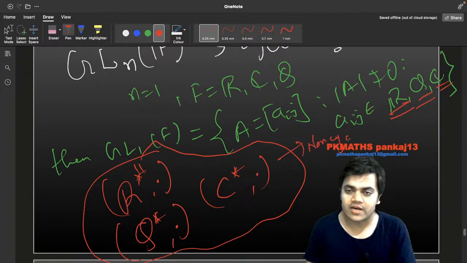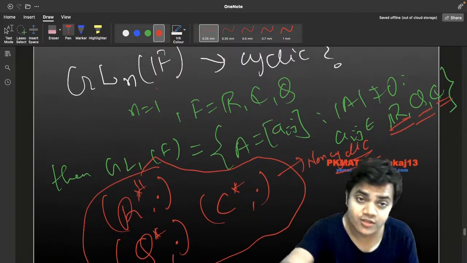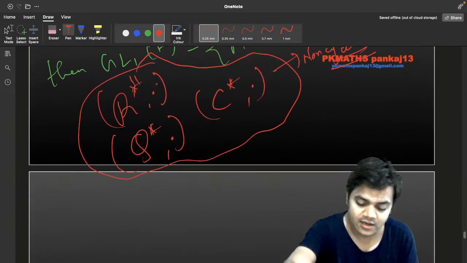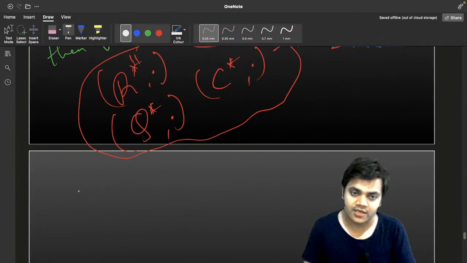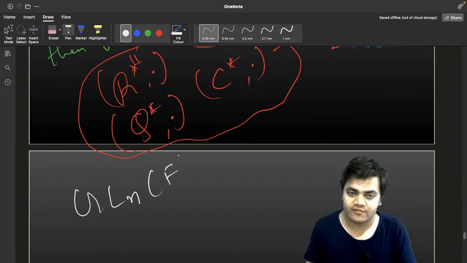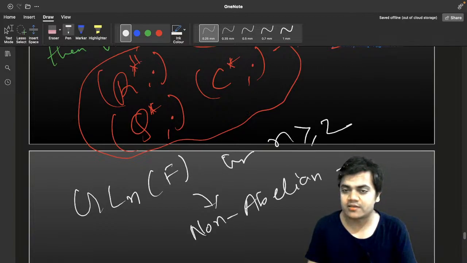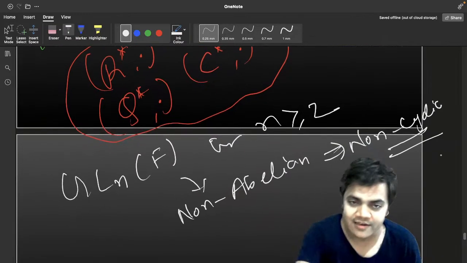So even for n equal to 1, this GL1F is non-cyclic. n बराबर 1 के लिए भी GLNF क्या होगा? Non-cyclic होगा. ठीक है. और n ग्रेटर देन और इक्वल टू 2 के लिए तो GLNF नॉन अबेलियन होता ही है. If we have GLNF for n greater than or equal to 2, then certainly this is non-abelian, and non-abelian implies non-cyclic, है ना. Non-abelian हो जाएगा, और non-abelian किस चीज़ को इम्प्लाई करता है कि ये non-cyclic होगा.